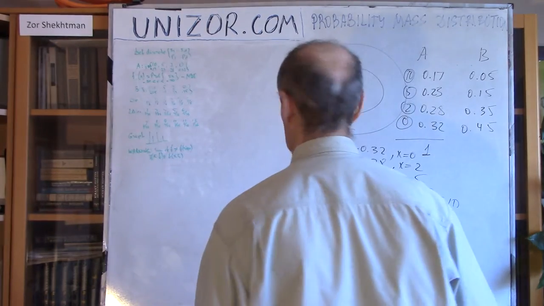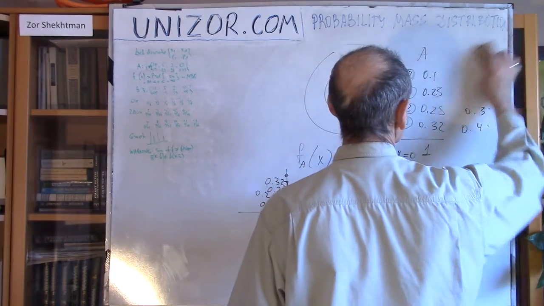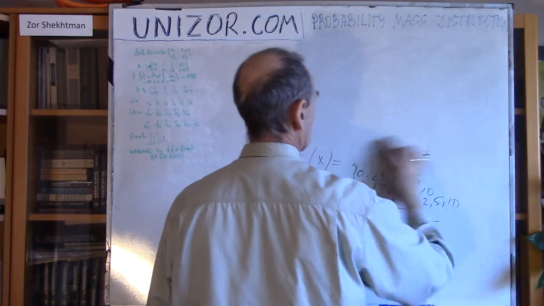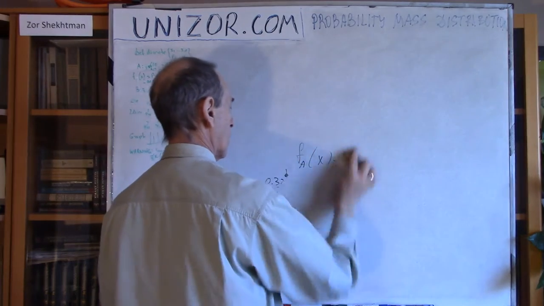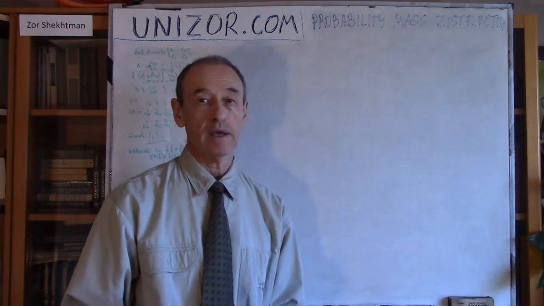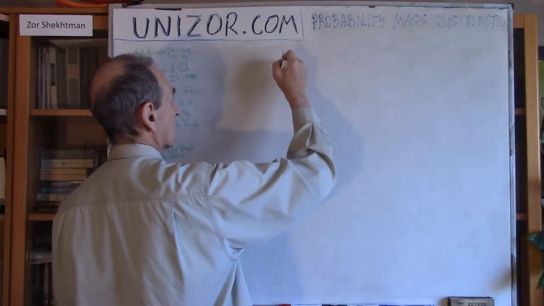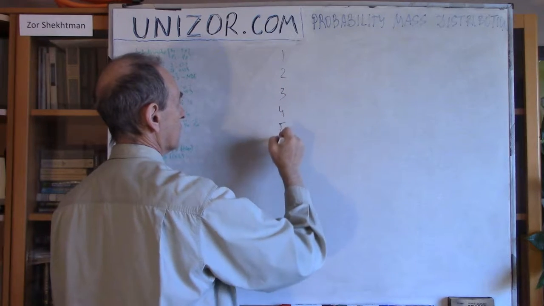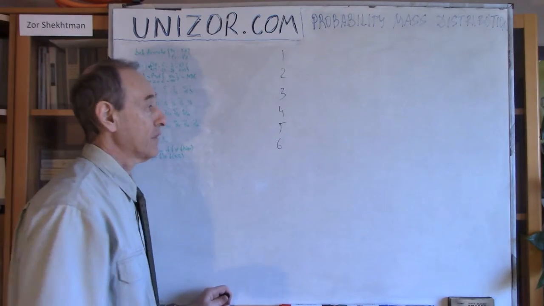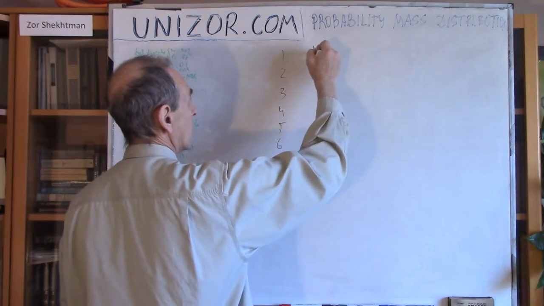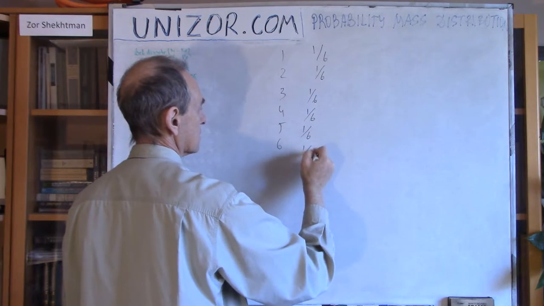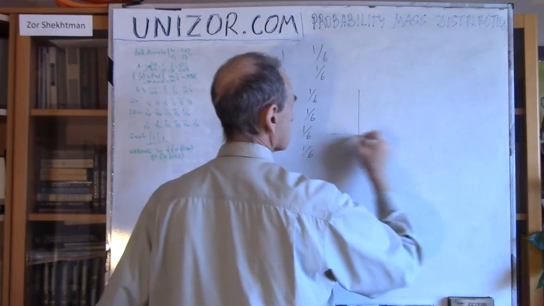Right? Now, another couple of examples, very simple. What's the distribution of probabilities and mass distribution function if you are rolling a die? Well, if you're rolling a die, you have 1, 2, 3, 4, 5, 6 different values our random variable can take, right? Now, what's the probability? Well, if it's a fair die, it's 1/6 here, 1/6 here, 1/6 here, 1/6 here, 1/6 here, and 1/6 here. Graphically, it would look like this.